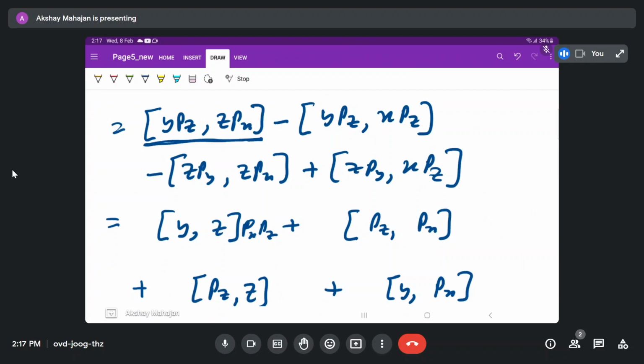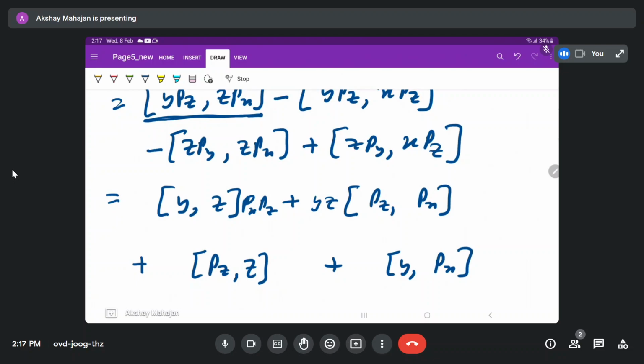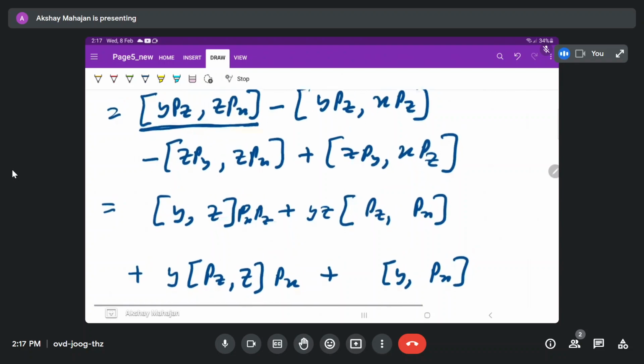Okay, the main point is, let me just write this: we have PZ PX, and the Y will be on this side, and Z will also be on this side. Since both Y and Z commute with each other, we can write either YZ or ZY. That's not a problem. Again, for PZ and Z, Y will be on this side and PX will be on this side, and for YPX, PZ will be on this side and Z will be on this side. Okay, this is based on the identity that we have put.